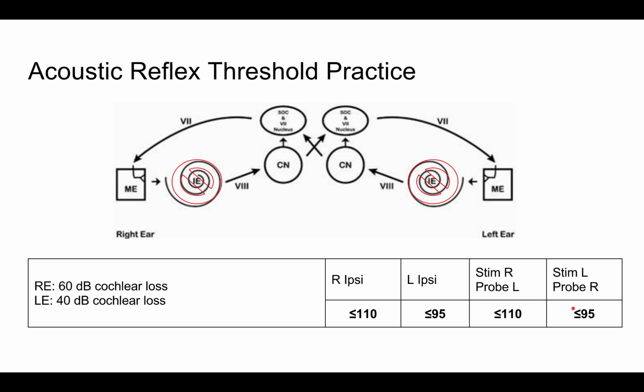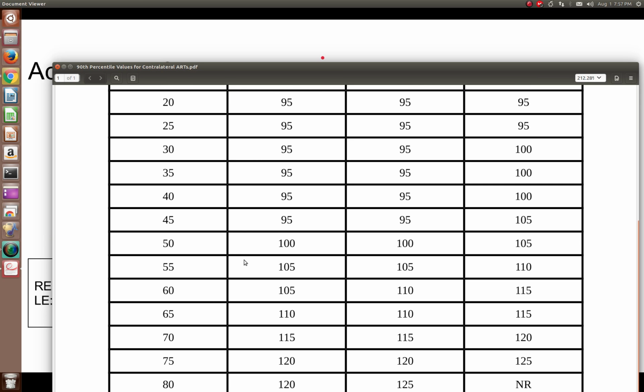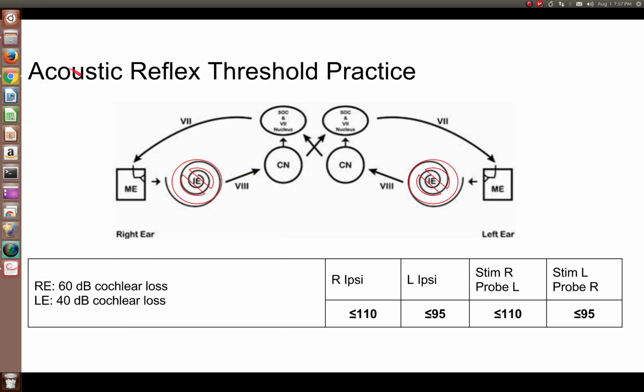So let's go ahead and look at right ipsi. Why is that less than or equal to 110? Well, that's fairly straightforward. If we look at a threshold of 60 dBHL, and if we grab our table, I'll see if I can find my table here. There's my table. If we look at 60 dBHL and scroll down to 1000 hertz, 110 dB or less would be expected. So 110 dB or less for right ipsi.